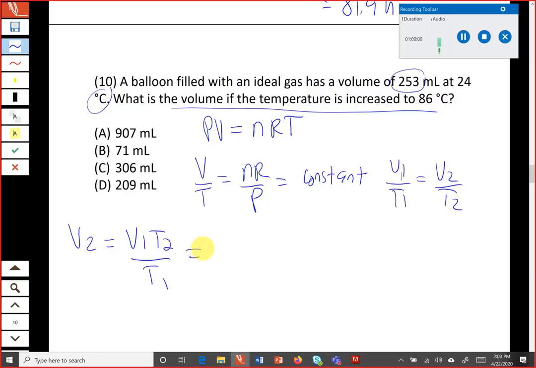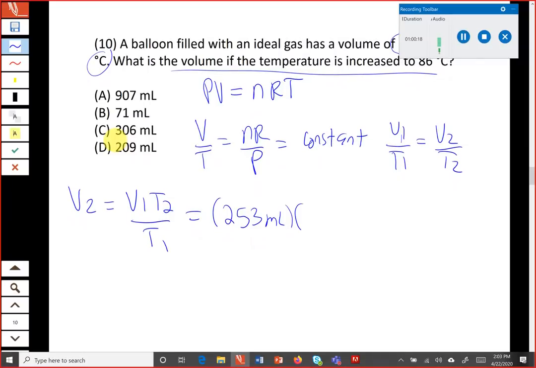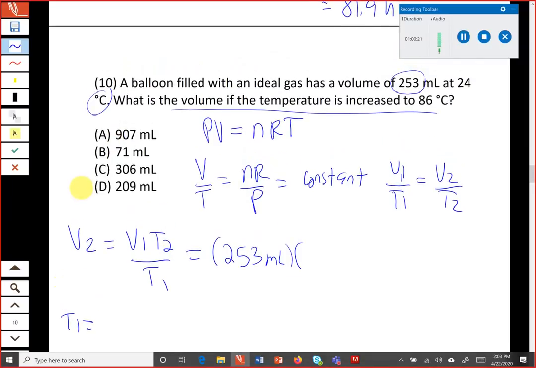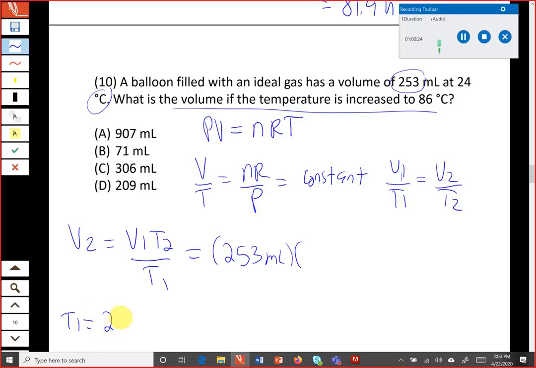For problems like this, if we're not using R, the universal gas constant, we can have volume in whatever units we want. So in this case, we'll just keep it as milliliters since that's what all the answer choices are. But the one thing that you must do in all of these problems is you must use temperatures in absolute units of Kelvin, okay? So T1, which is the initial temperature, is 24 degrees Celsius. We have to convert this to Kelvin for this to work. So in ideal gas problems, you absolutely have to use Kelvin temperature units. That's not negotiable.